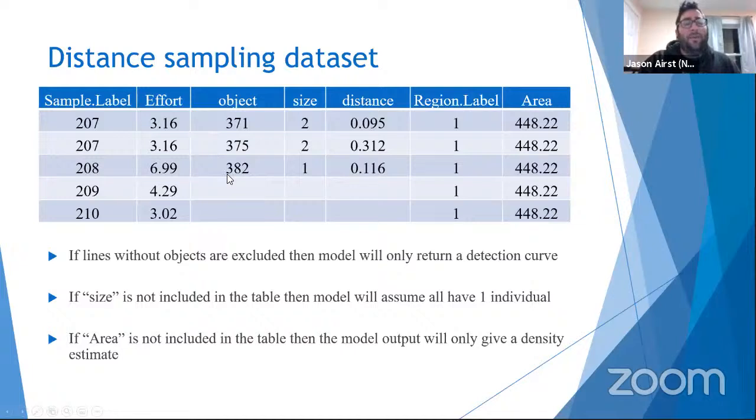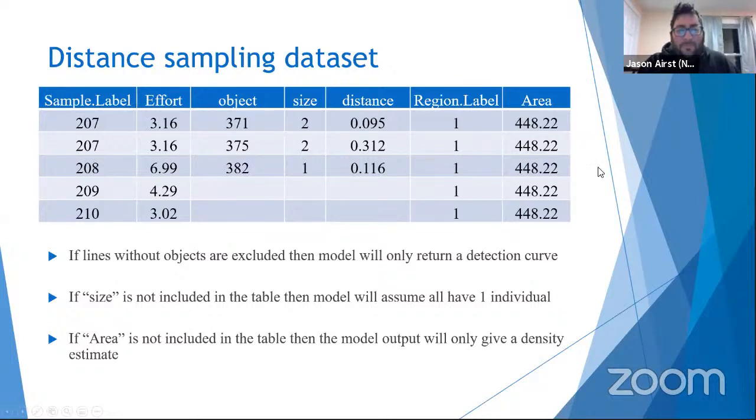The object number is the unique object number for each group that was observed. The size is the size of these groups. Distance is the distance that group was seen away from the sampling line. Region label is the subregion the samples or the lines took place in, and area is the area of that subregion.